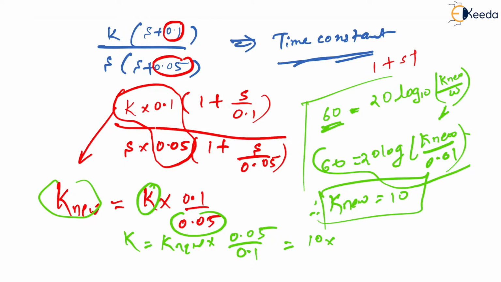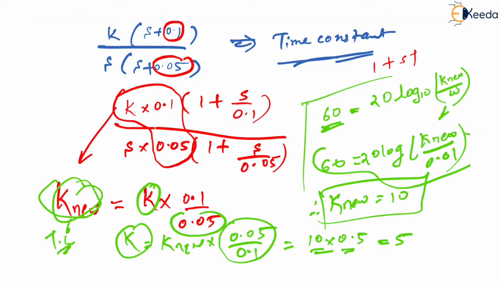5 into 10 to the power minus 2 upon 1 into 10 to the power minus 1, or I can say 5 upon 100 divided by 1 upon 10. This whole term is equal to 0.5. So 0.5 into 10 will give you 5. This is my K. Remember, K_nif is for the time constant form, and this K is for our general form. If you just replace this here, you get K to be equal to 5.